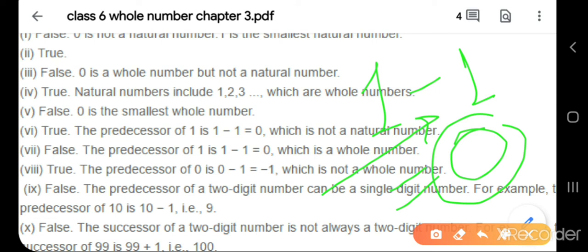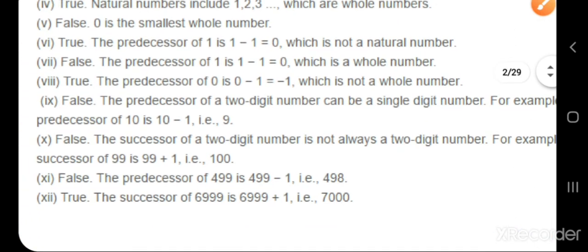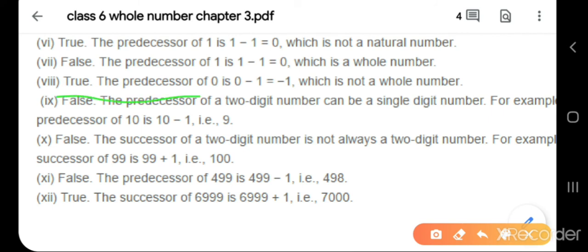Question number 8 of this section. The whole number 0 has no predecessor. Right, whole number 0 has no predecessor, because, see the explanation here, if you subtract 1 from the whole number 0, we get minus 1, which is not a whole number. Minus comes in the category of integers.